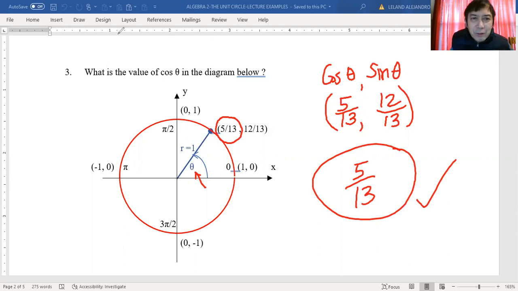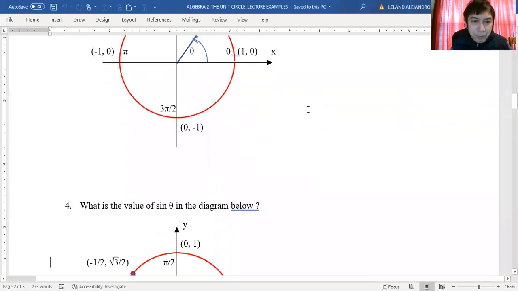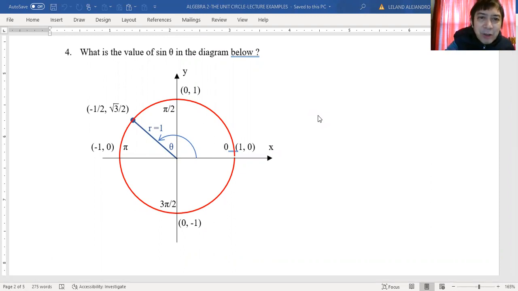Let's continue and proceed to the fourth. Let's scroll to the fourth. Here's the next question. What is the value of sine theta in the diagram below? Okay, again, the theta is this angle here. And so the question this time is the value of sine theta.